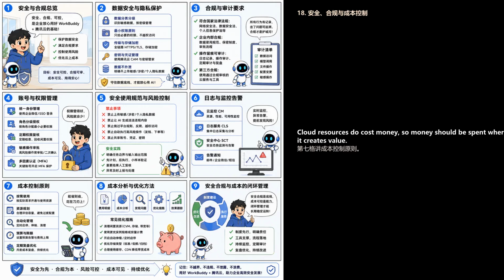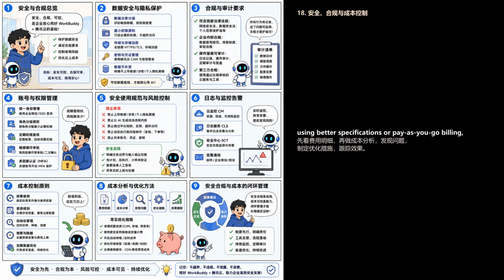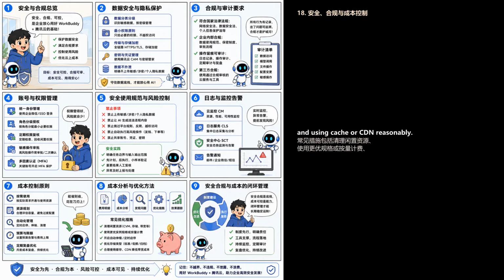The eighth panel covers cost analysis and optimization. Check cost details first, then analyze cost, identify problems, create optimization measures, and track effects. Common measures include clearing idle resources, using better specifications or pay-as-you-go billing, enabling auto-scaling or scheduled start and stop, optimizing storage classes, and using cache or CDN reasonably.